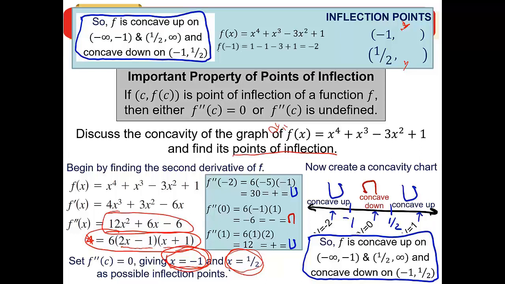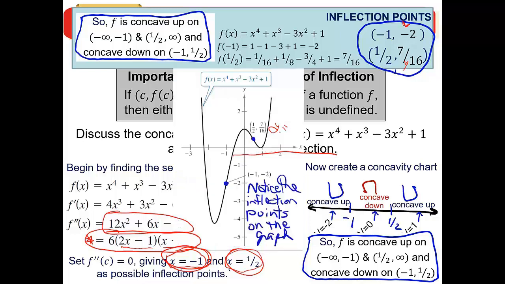Again, if you plug in -1, you end up with -2. So that's the point (-1, -2). And if you plug 1/2 in, calculate, you get 7/16. So you have 2 inflection points. If you really want to see what the graph looks like, you could see it here, and you can see the inflection points at -1 and at 1/2, and you can see the concavity matches exactly what we said it was.